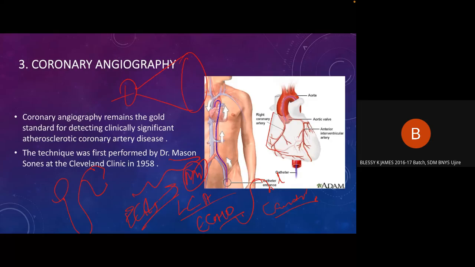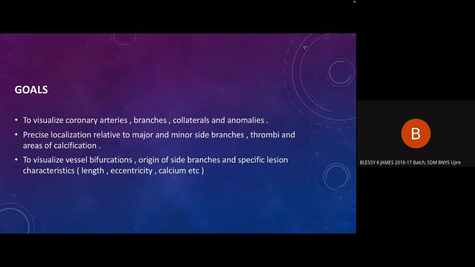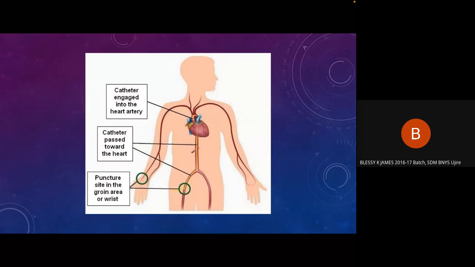Fine. What do you want to see? We want to look for coronary arteries, branches, and collaterals, and any major blocks. Which is the major artery here, the left coronary artery or the right coronary artery, you want to see, and the bifurcations, the length, and how its thickness is. Where can you go into the heart? You can go through the femoral artery. One is that. The other is you can go through the upper limb.